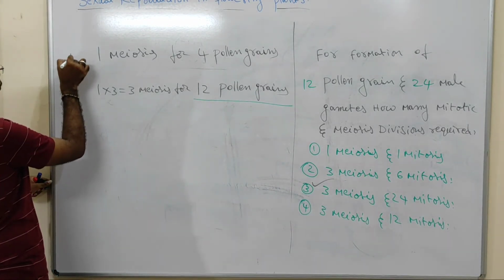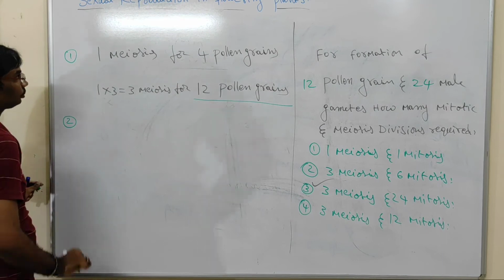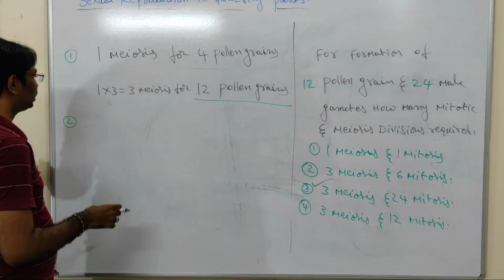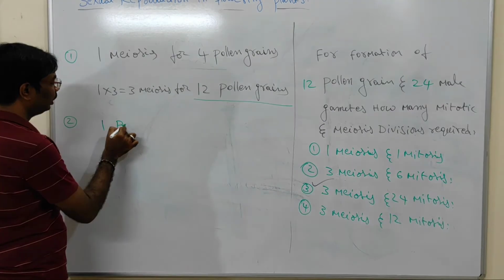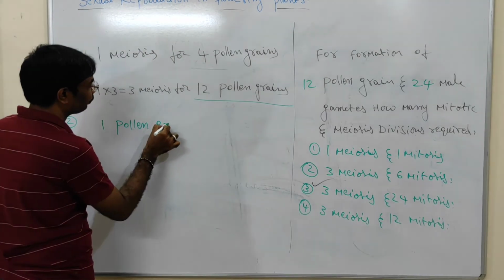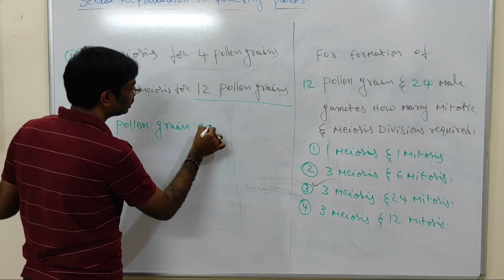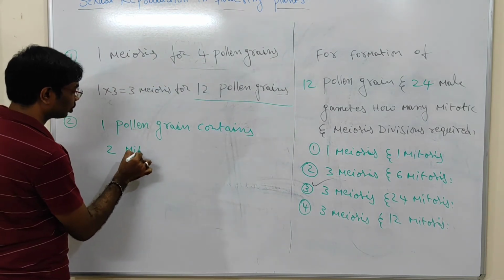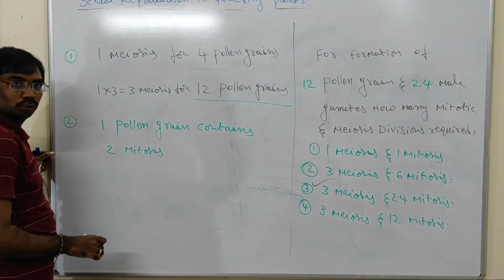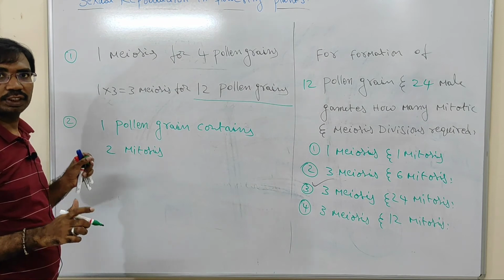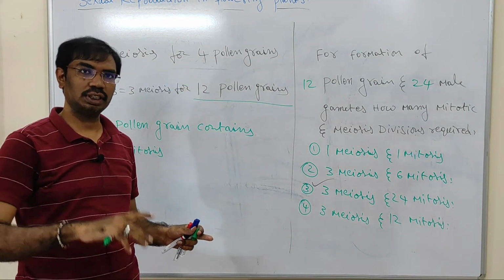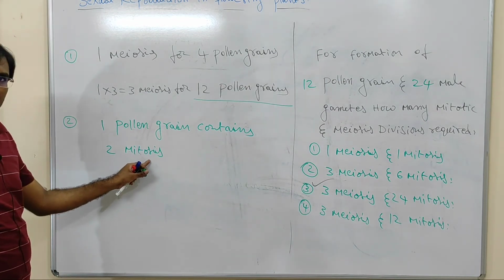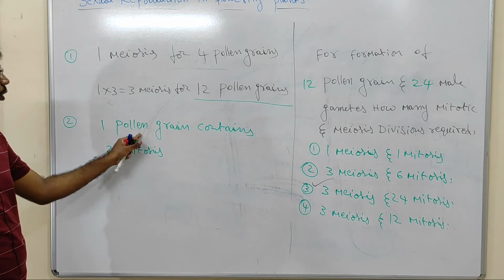So this is the first. And another thing, how many mitoses are required? How many mitoses are present in one pollen grain? One pollen grain contains 2 mitoses. The first mitosis forms the vegetative cell and generative cell. The second mitosis forms the 2 male gametes. So 2 mitoses are required for 1 pollen grain.